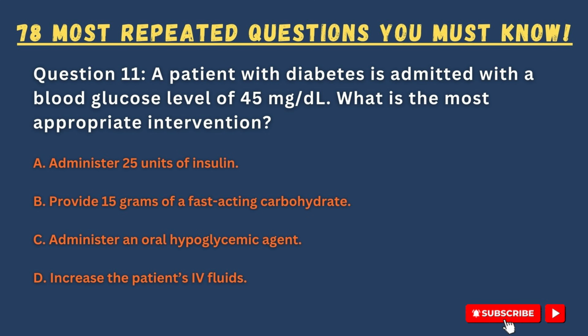Question 11. A patient with diabetes is admitted with a blood glucose level of 45 milligrams per deciliter. What is the most appropriate intervention? A. Administer 25 units of insulin. B. Provide 15 grams of a fast-acting carbohydrate. C. Administer an oral hypoglycemic agent. D. Increase the patient's IV fluids.